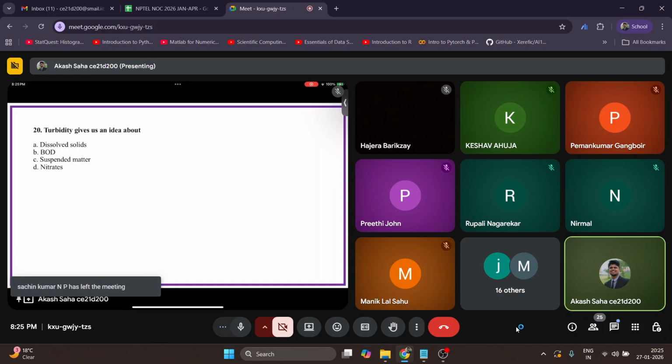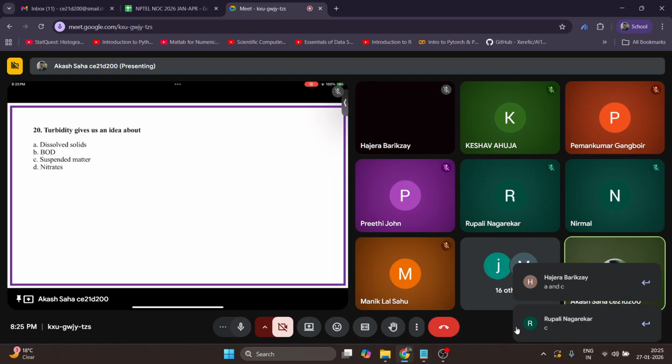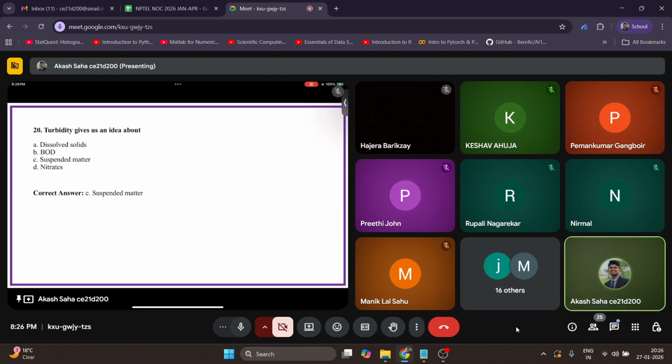Next problem. Turbidity gives us an idea about dissolved solids, BOD, suspended matter, or the nitrates. So here the correct answer will be only C, only the suspended matter. Dissolved solids won't impart any turbidity because, as you know, the principle of turbidity is that there should be some light scattering. Due to suspended matter only, that scattering will be possible. So the correct answer is suspended matter.